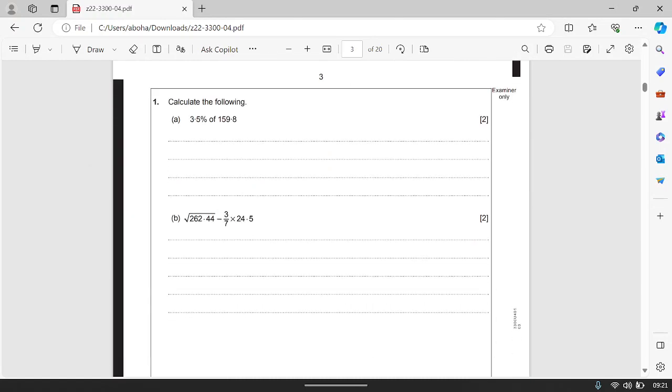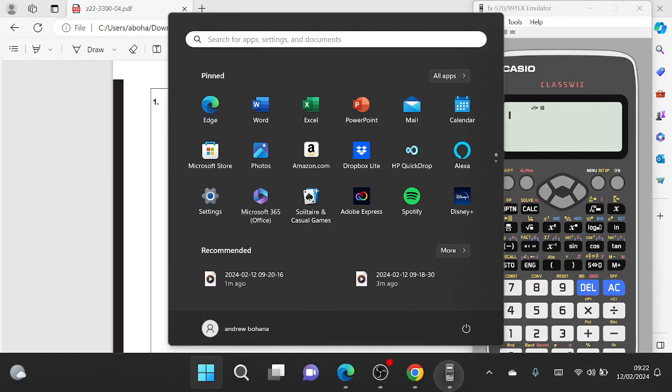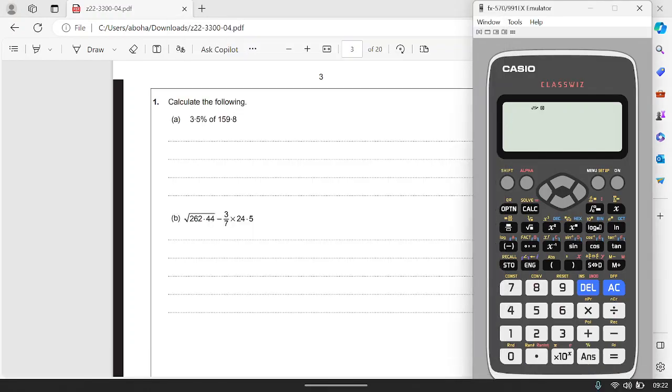Right, so the first question is 3.5% of 159.8. So using a calculator, I think the easiest way to do this really would just be 3.5, then shift percent times 159.8, and there's your answer there, 5.593.